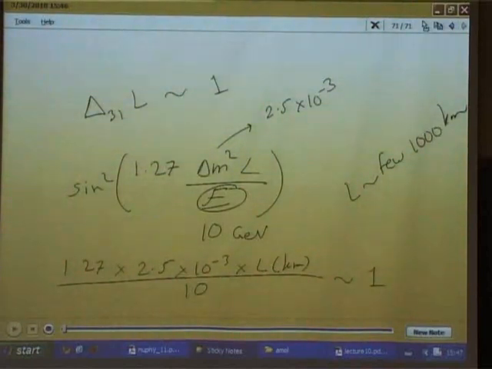So this is a general idea. Therefore, if you want to do an experiment, it's essential that your energy should be of the order of 10 GeV and length should be of the order of 1000 km. These are what are called long baseline experiments. So all the long baseline experiments will have energy of the order of 10 GeV and length of the order of 1000 km.